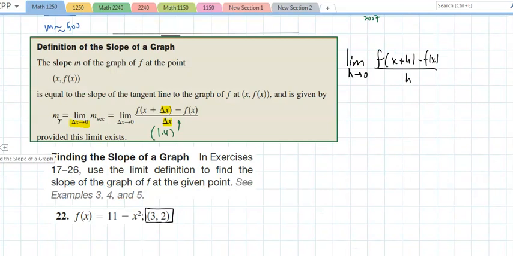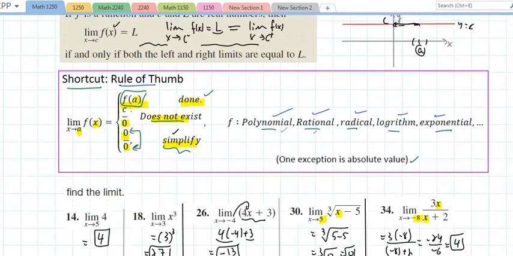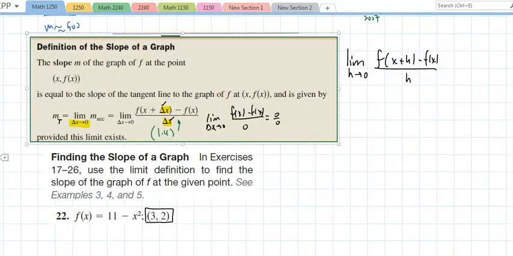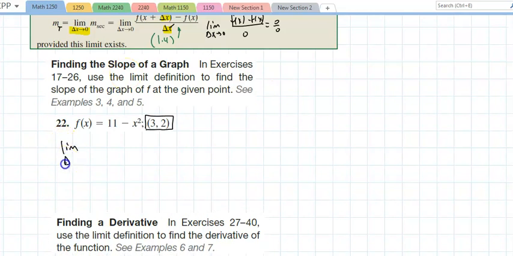So what do you notice happen if you let delta x equals 0? Wouldn't that be f of x minus f of x over 0? Isn't that 0 over 0? And you're taking the limit. And wasn't the shortcut for a limit, if you get 0 over 0, the rule of thumb, wasn't that you simplify? So guess what? Those are going to come back, and let's do 3 of those, the 3 different types, polynomials. So what am I doing? I'm trying to find the slope of a line. I'm trying to find the limit as delta x approaches 0 of the difference quotient.